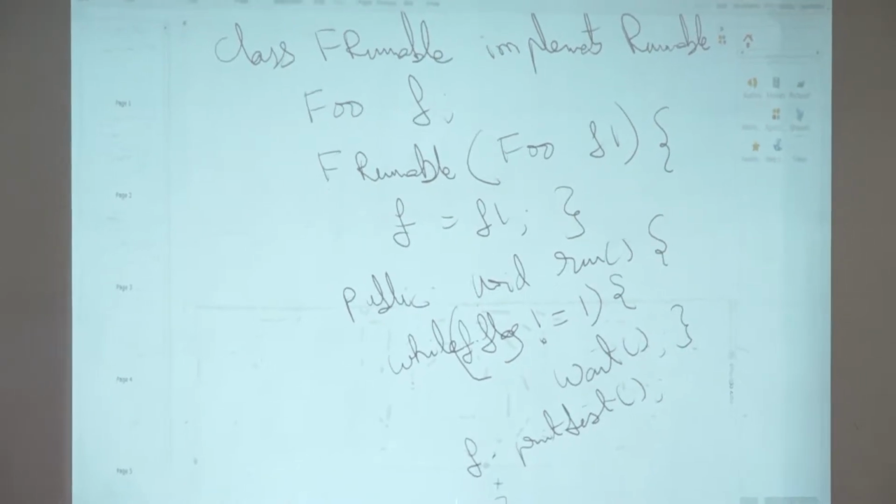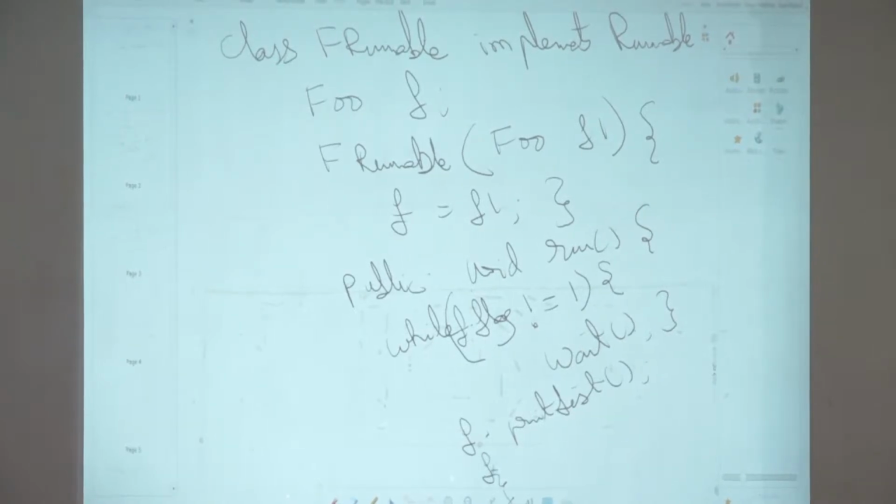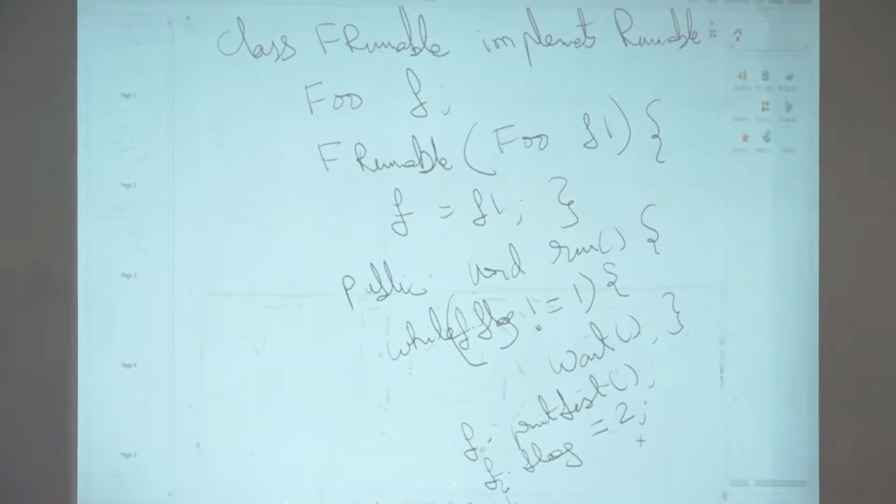Then I'll hand over the baton to the second thread. I'll say f dot flag equal to 2. Why am I saying f dot flag equal to 2? Because now I want the second thread to do the work. So he'll be waiting for, if flag not equal to 2, wait. That is what the second thread will be doing. So I am saying f dot flag equal to 2, and then I will notify.